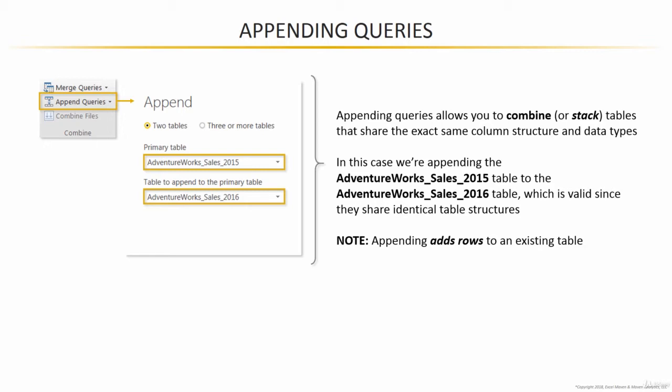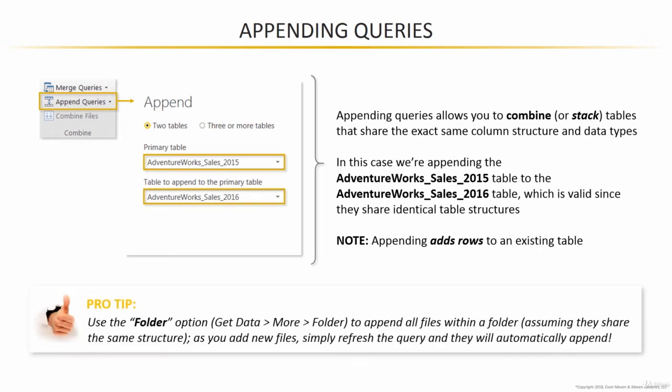So in this case that we're looking at here, we're appending 2 tables together. They're 2 different AdventureWorks sales tables, one from 2015, one from 2016, and it's a valid append since they both share identical table structures. So just like we talked about, merging makes tables wider by adding more columns. Appending makes tables taller by adding more rows.